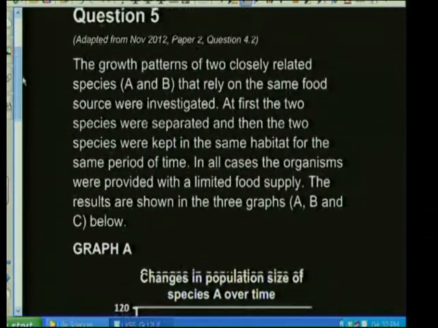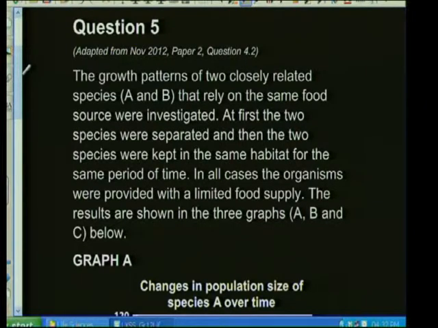I like this question. It was quite trickish, but I find it a nice, funky kind of question. It was really enjoyable to do. Let me read through it with you. The growth patterns of 2 closely related species, A and B, that rely on the same food source, were investigated. Same food source, bells ringing. I'm thinking competition already, just in the back of my head. At first, the 2 species were separated, so they weren't in the same area. And then the 2 species were kept in the same habitat for the same period of time.